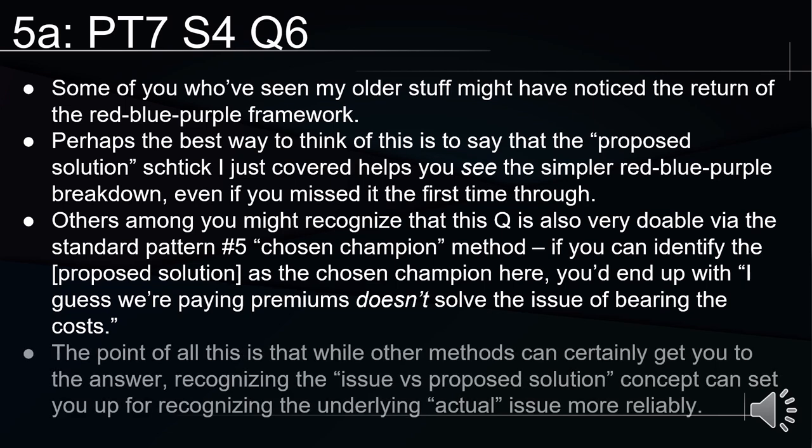The point of all this is that while other methods can certainly get you to the answer, recognizing the issue versus proposed solution concept in a stimulus can set you up for uncovering the actual issue, whether you want to call it red, blue, purple, or the chosen champion, whatever you want to call it. You can get to that core more reliably.